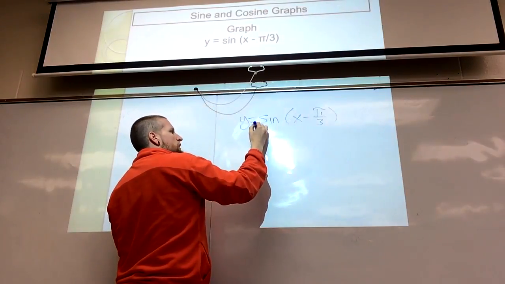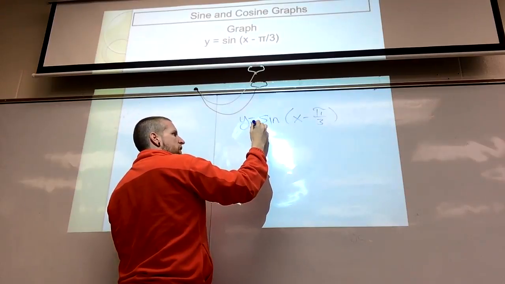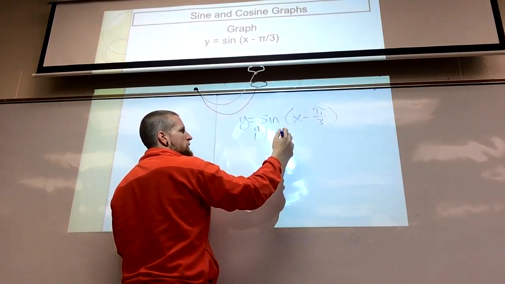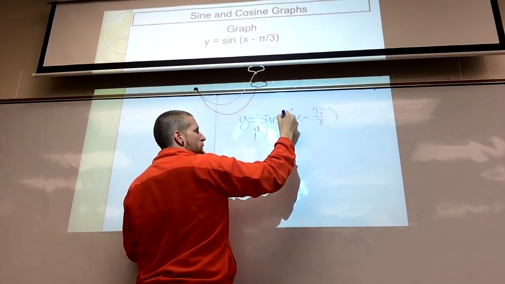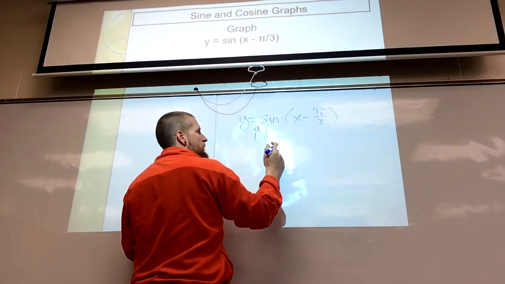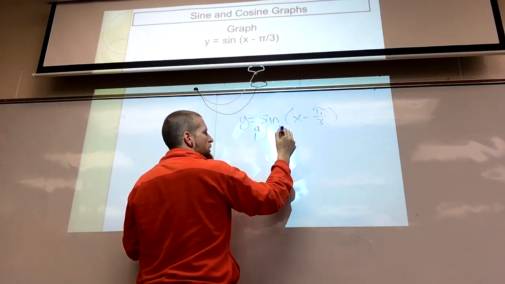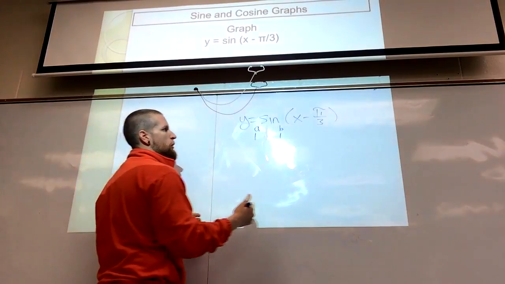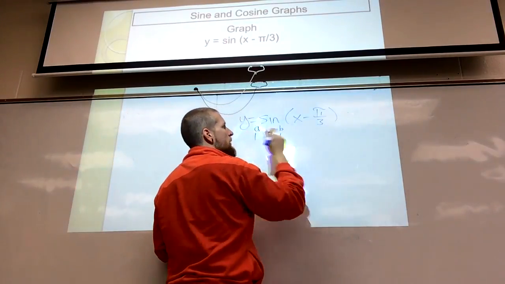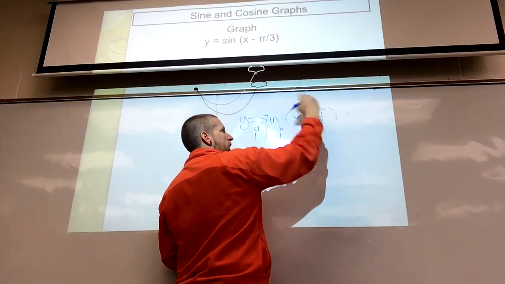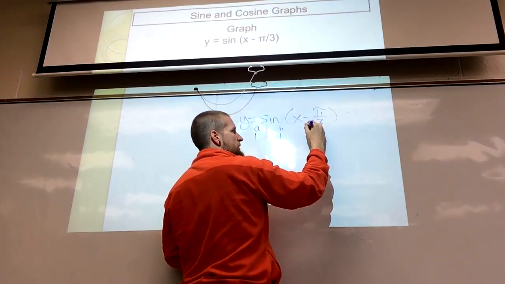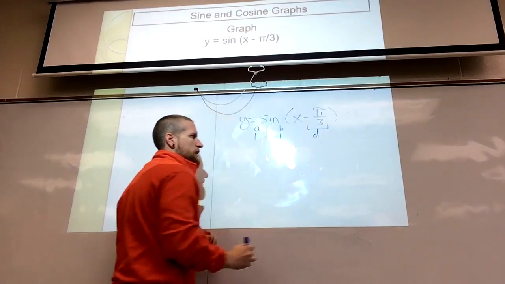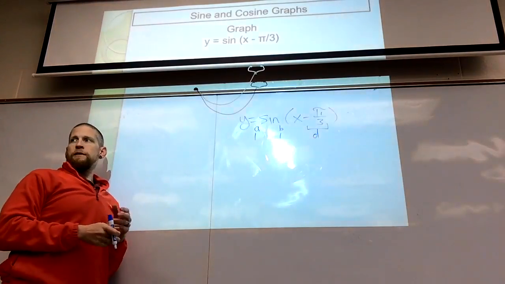With this one, there's no number represented, so that means A is 1. Right here is where B would be, so that means B is 1. There's no C, so there's no vertical shift to it because there's nothing like plus at the end. And this number is being subtracted within the parentheses, so this is the phase shift, which I just had listed as D.